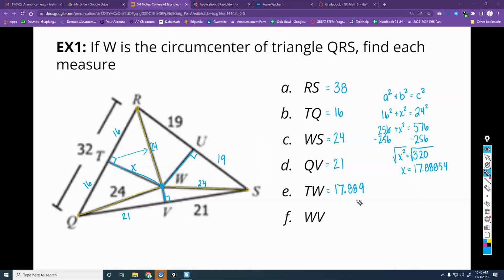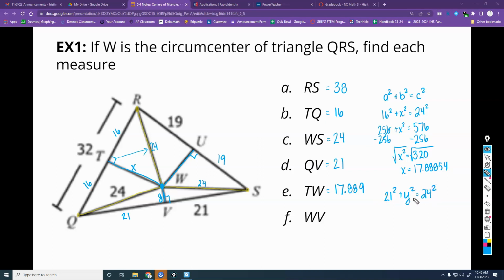Okay. Questions on that? All right. Let's look at the next part. WV. This piece right here. We don't have it. How are we going to find it? Pythagorean theorem again, right? I'm going to call this maybe like a y. I don't want to use the same variable as I used before. Which side there is my hypotenuse of that triangle? The 24 still. So it's going to be 21 squared plus the y squared equals 24 squared.